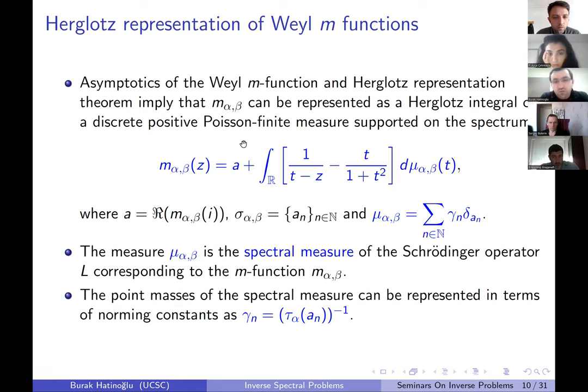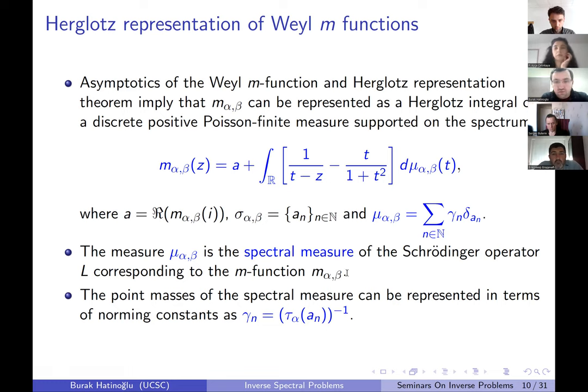And if you want to explicitly see this constant, you can just plug in i into your function, because when you put i, this integral will become some number purely imaginary. So therefore, A will be just the real part. Okay, we will call this measure the spectral measure of the Schrödinger operator corresponding to this M function, or if you want, corresponding to these boundary conditions.